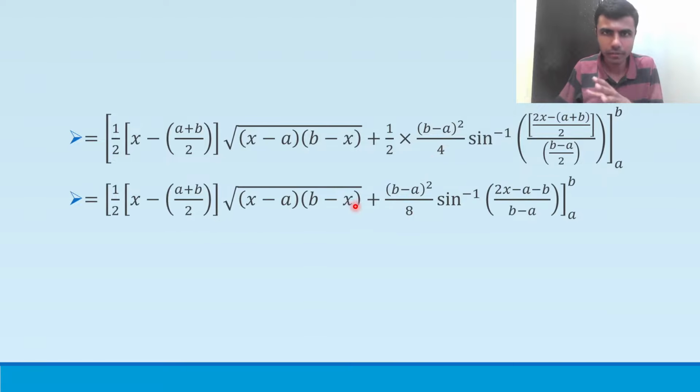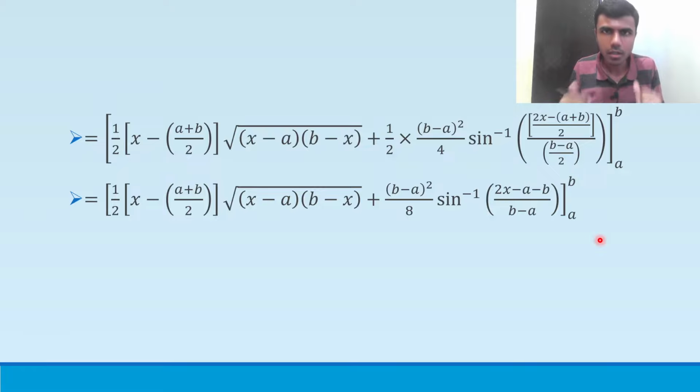The first term is left as it is. Sin inverse, this 2 gets cancelled, and then expand the minus, I mean you multiply the minus. So minus a minus b, 2x minus a minus b by b. Now we are ready to apply the limits.